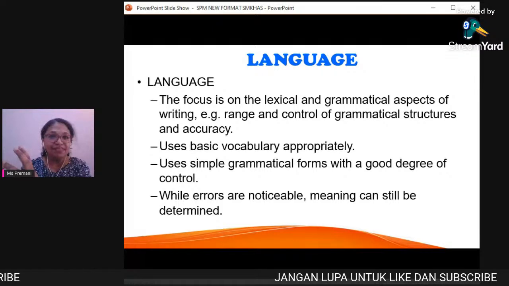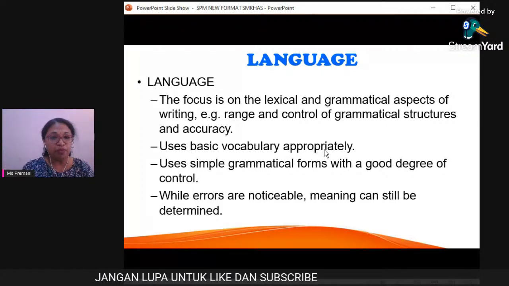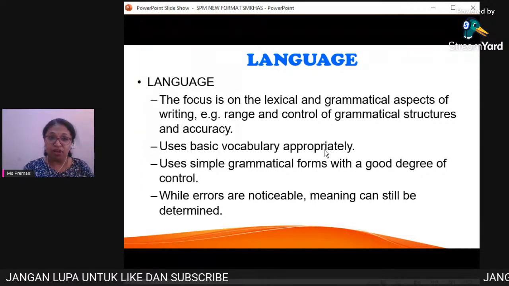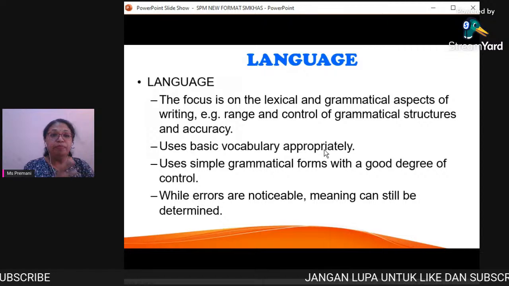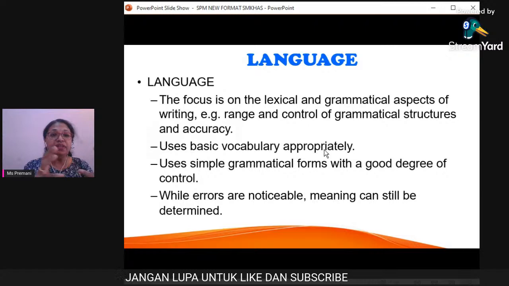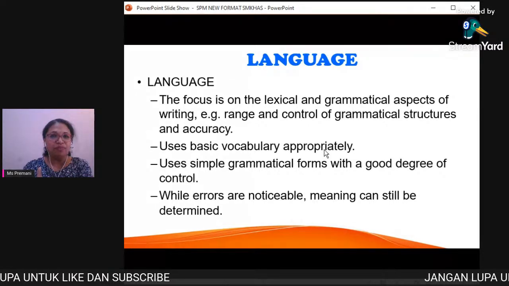Okay, and then use basic vocabulary appropriately. So first part, you must know what kind of words you should use, vocabulary. A bit higher, task 2, advanced. Then better ones. Okay, I'll prefer to say sophisticated words.